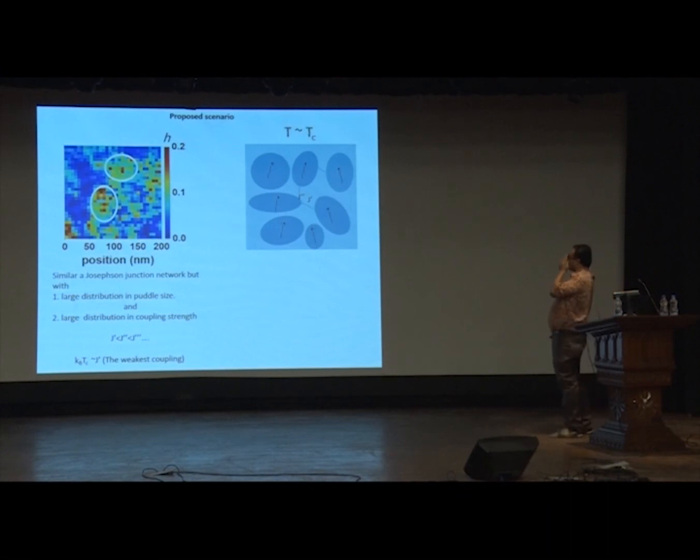Okay, so this is the sort of scenario that I have, this disordered landscape. So I have these superconducting puddles which are possibly similar to a Josephson junction network, but I have a large distribution of puddle size and a large distribution of coupling strength. So it's a disordered superconducting Josephson junction network. And therefore, what will happen is that at TC, I will destroy my phase coherence, and as I go higher than TC, I will destroy it further. So I will have smaller and smaller puddles till I destroy superconductivity, till I destroy the gap completely.